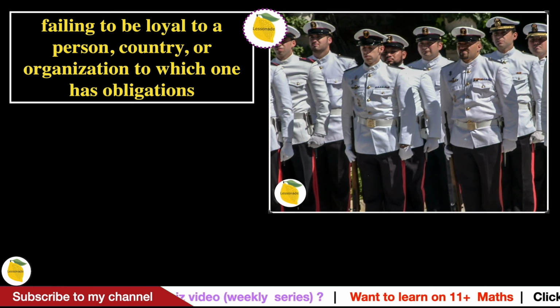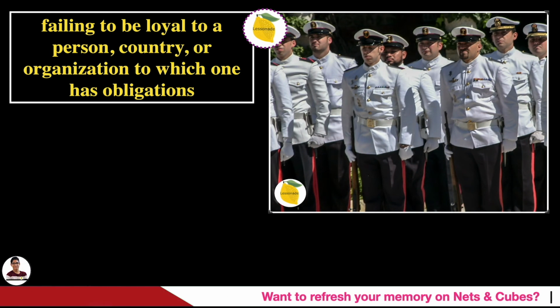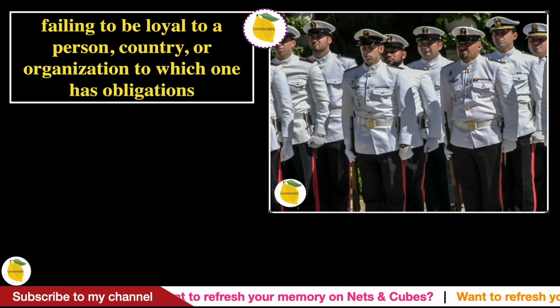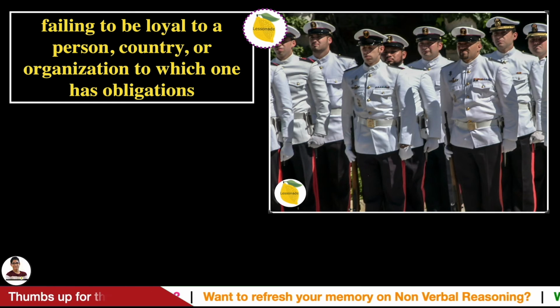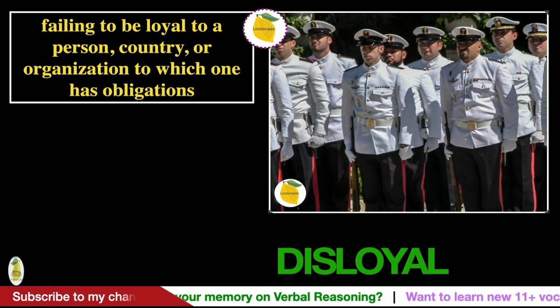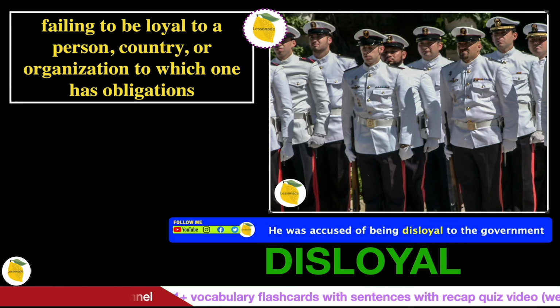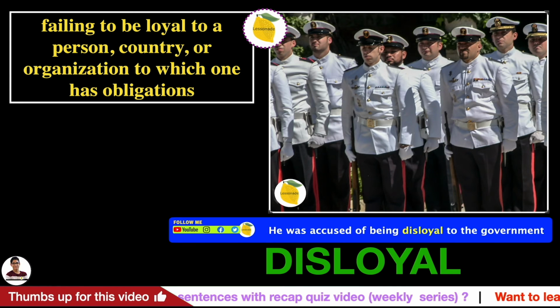The next definition we have is failing to be loyal to a person, country, or organization to which one has obligations. In this picture, we can see a person who has been accused of failing to be loyal to their country, and therefore the word will be disloyal. The sentence for this word is, he was accused of being disloyal to the government.